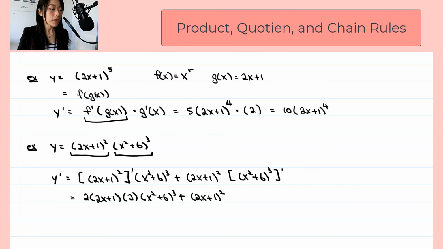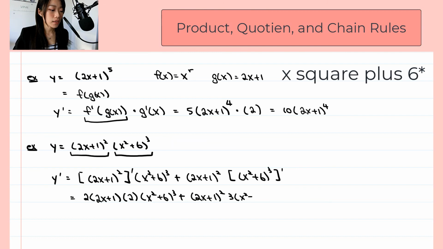And the second derivative is also a composition function. The outer function is x cubed and the inner function is x squared plus 6. So we use the chain rule to get its derivative equals 3 times the inner function, x squared plus 6, and the exponent is 3 minus 1, which is 2. And then using the chain rule, we need to multiply by the derivative of the inner function, which is 2x.